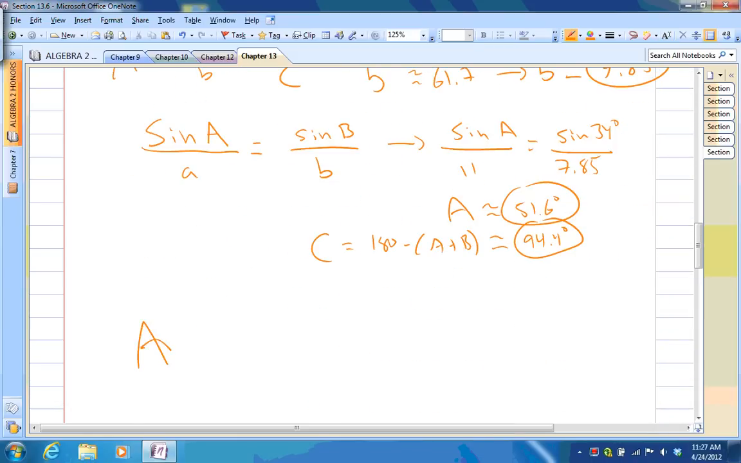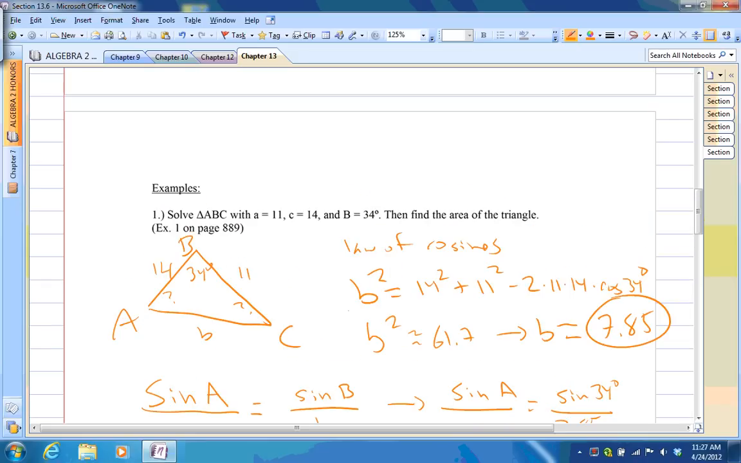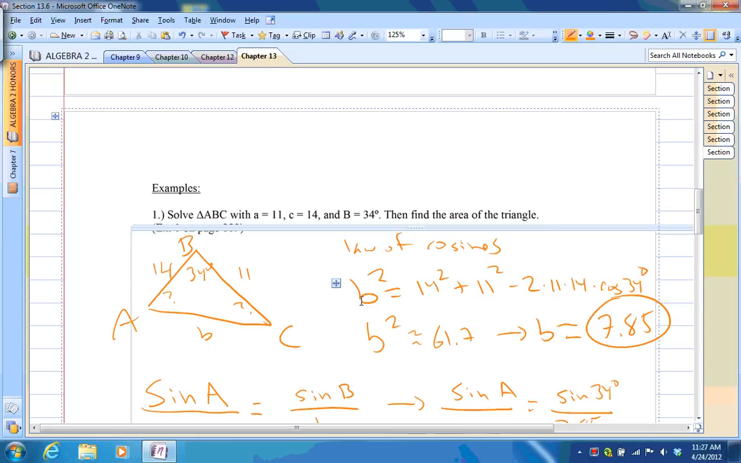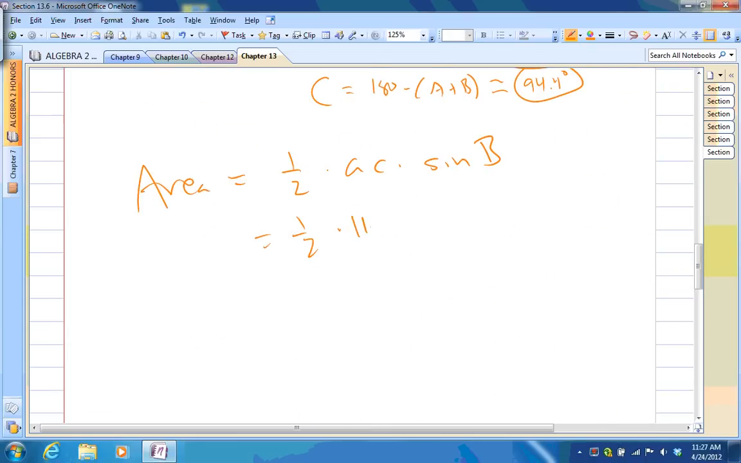And then the area. Because it's side-angle-side, I'm going to do 1/2 times AC times sine of angle B. So 1/2 times 11 times 14 times sine 34 degrees. If you were to work that out, 0.5 times 11 times 14 times sine 34, you get 43.058, which trig solve gave us as well.